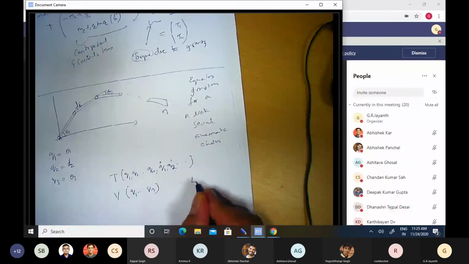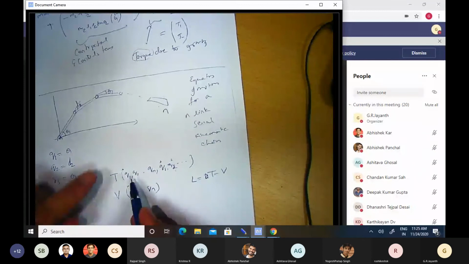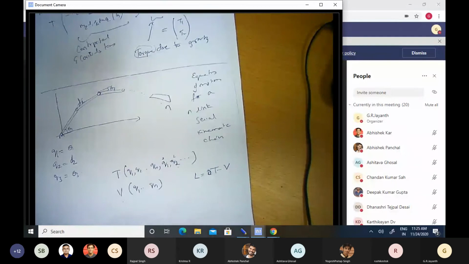With this, I can obtain the Lagrangian, and then from there I can obtain the equations of motion. So these are the steps. I have to obtain the potential energy, I have to obtain the kinetic energy, and then the Lagrangian.